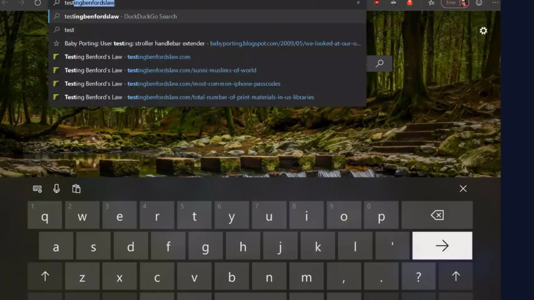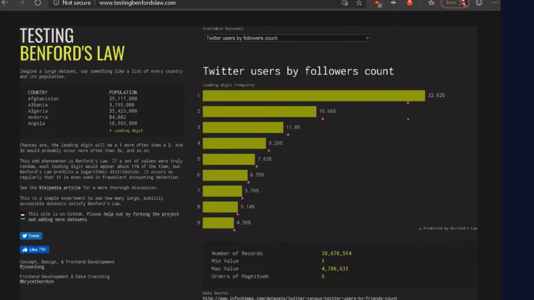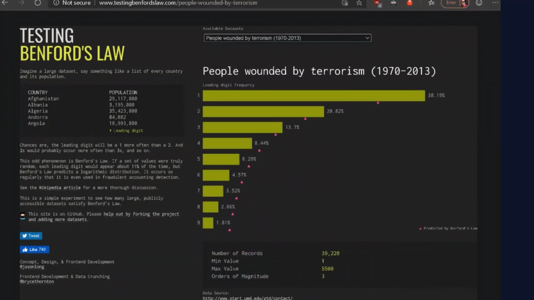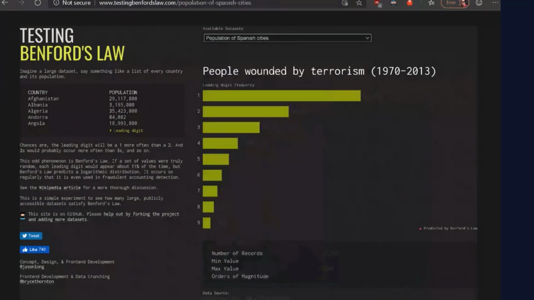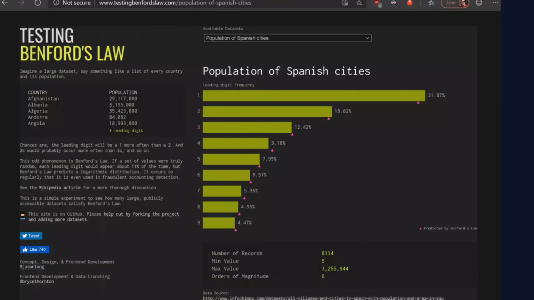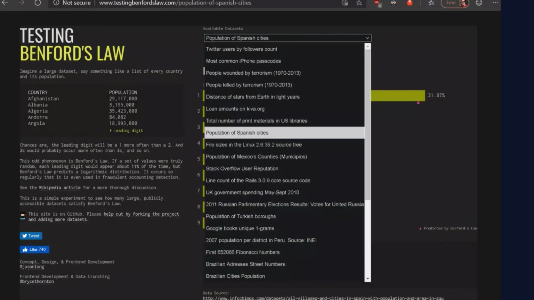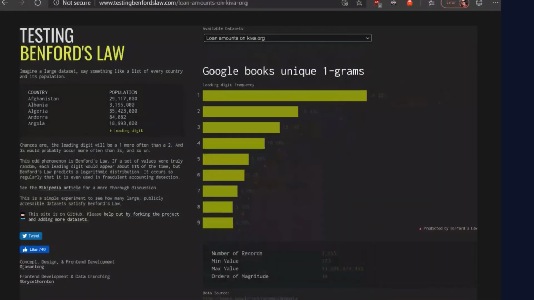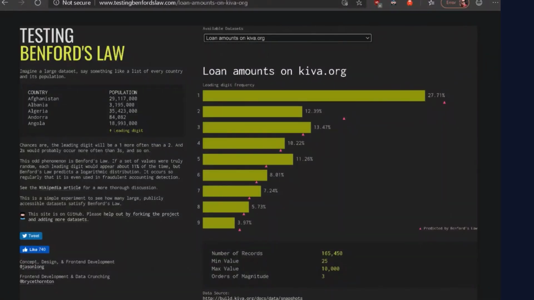There's a website, testingbenfordslaw.com. The pink value here is my predicted value for Benford's Law. Twitter followers by count. You're more likely to have 1 follower than 9 followers, 100 versus 900, 1,000 versus 9,000, etc. People wounded by terrorism. Or the population of Spanish cities. That's with 9,000 cities. Google Book unique words. Loan amounts on kiva.org. That one's really interesting.